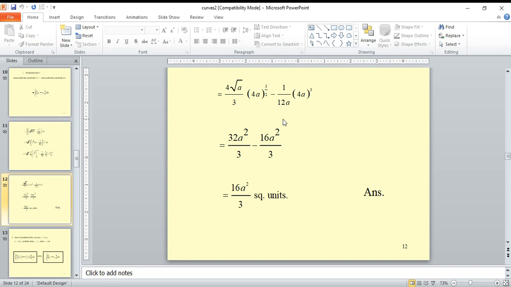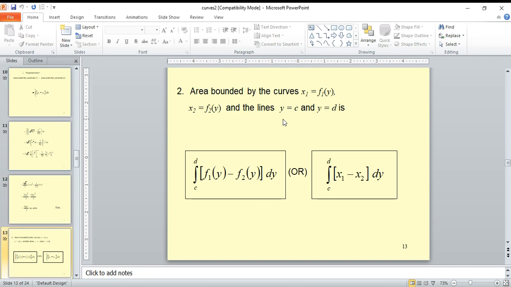Next term, 1/12 into 4a³. 4³ into a³ divided by a gives a². 4³ is 64, so 64/12, or 4 into 16 by 12. 4 threes are 12, 4 and 12 cancel, that is 3. So 16a²/3. The area is 32a²/3 minus 16a²/3, that is 16a²/3 square units.